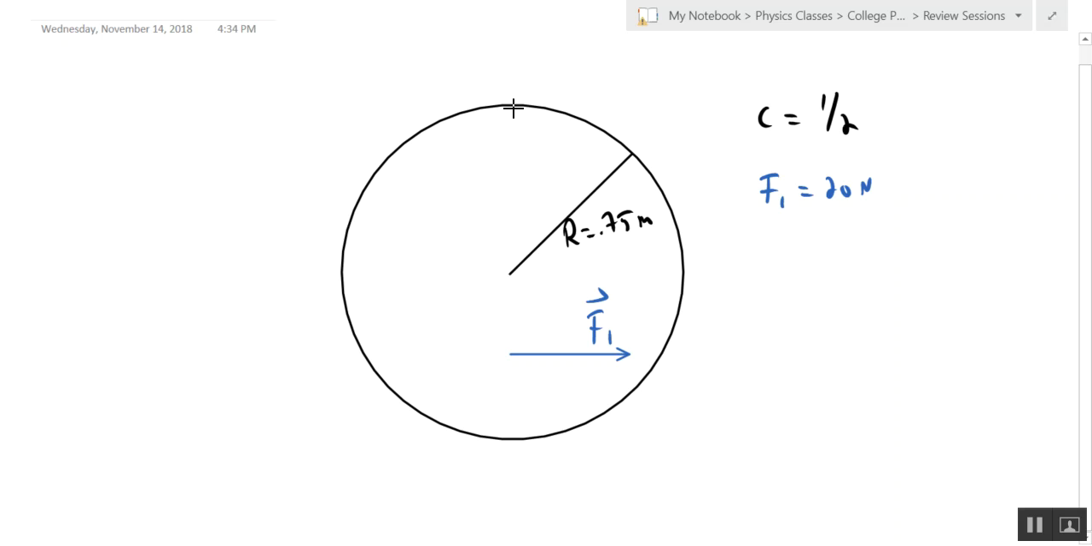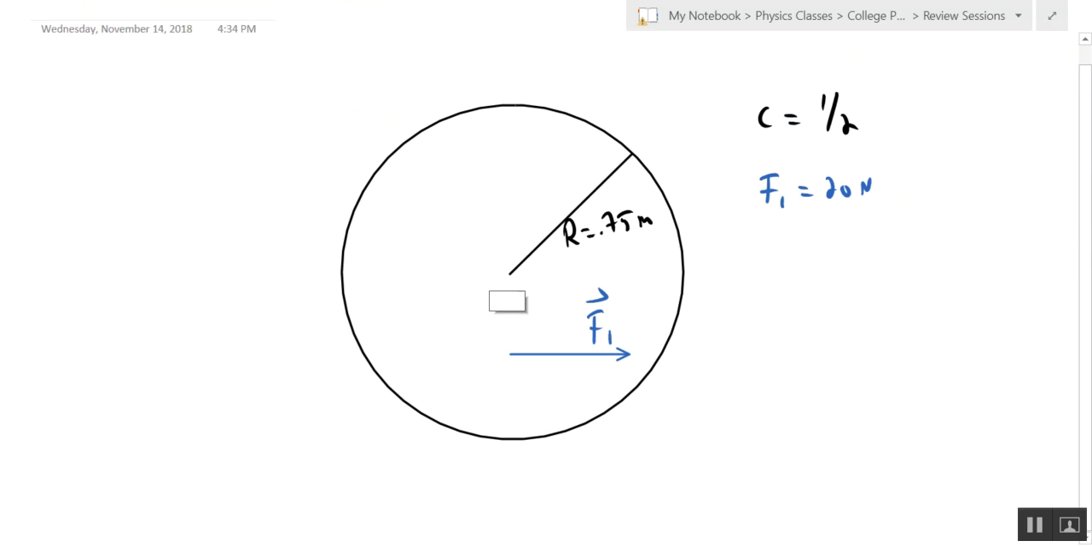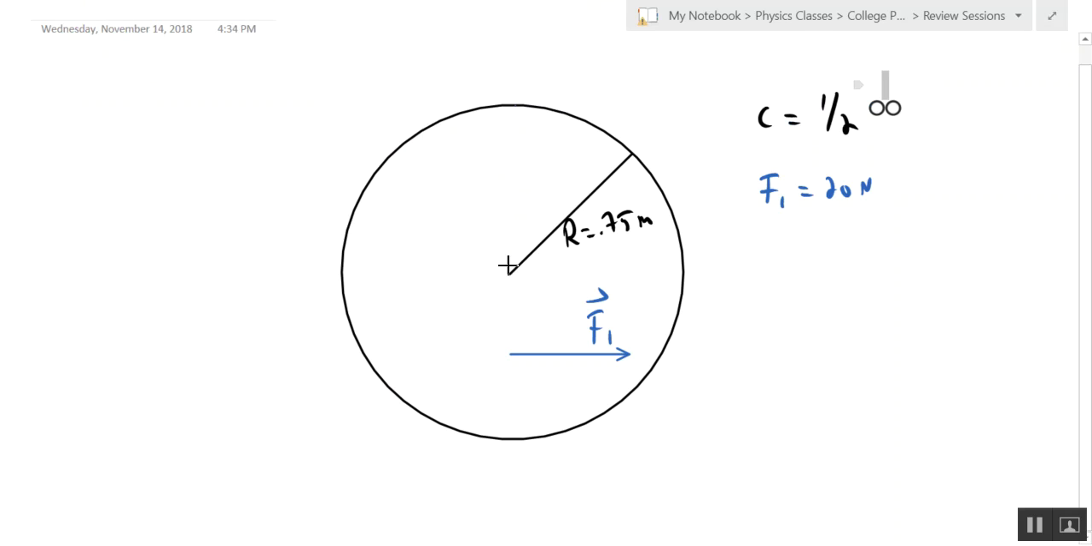Force 2 is directly above the center, on the edge, going, let's say, down. It's supposed to be directly above it. I don't know how close I'm going to get, because when you do the work, it kind of matters that it's directly above the center, but I don't know how close that is.